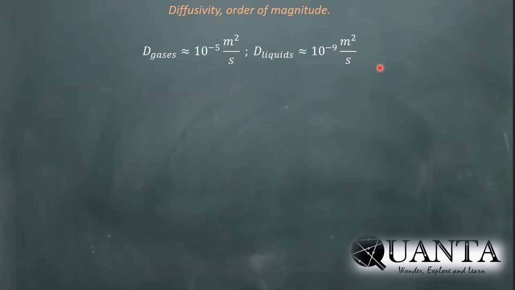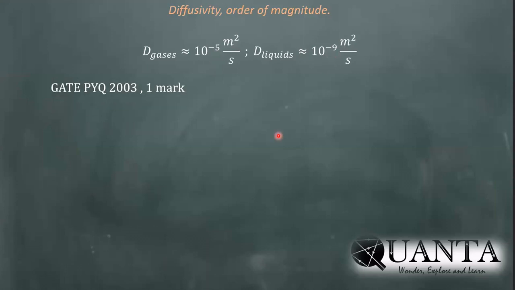Let's consider some examples on Fick's first law. It's worthwhile to know the diffusivity in terms of order of magnitude. For gases diffusing, it's of the order of 10 raised to minus 5 meter square per second. In liquids, it's of the order of 10 raised to minus 9 meter square per second. So the diffusivity of gases is higher than that of liquids, the first point to note.